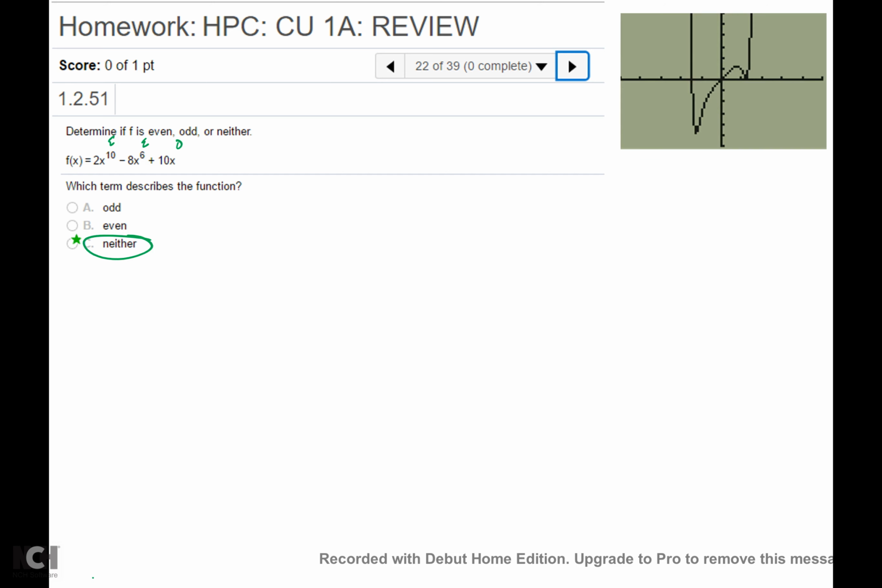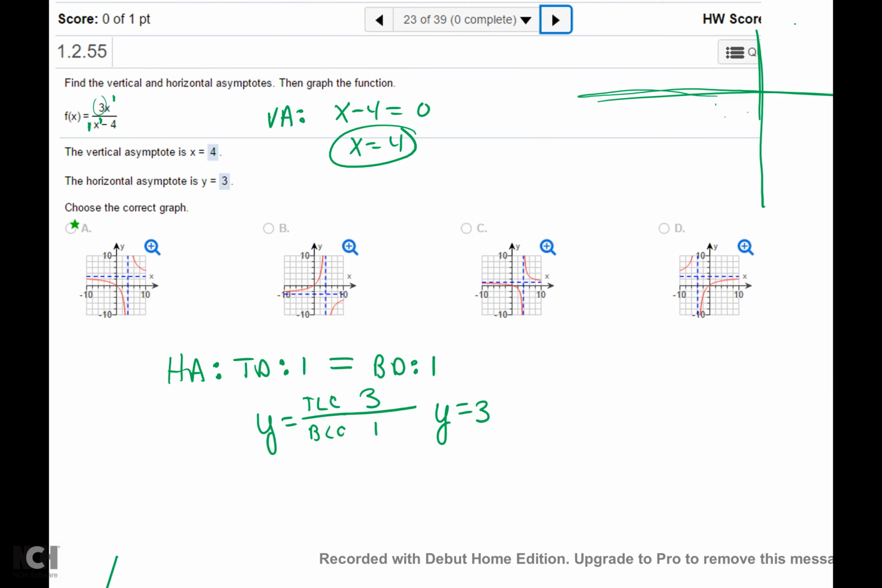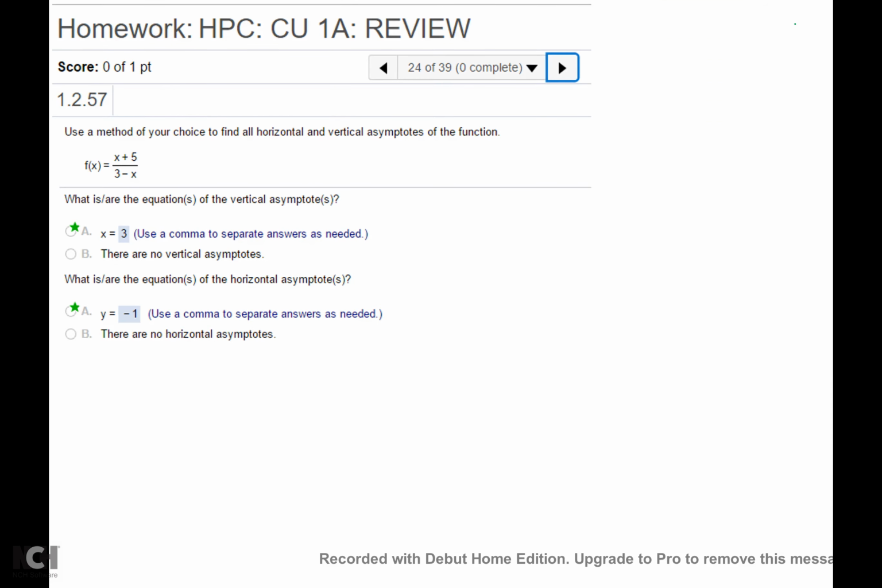Yeah, and if you look at the picture of it, the y-axis, there's no symmetry there. This side doesn't look like this side. The top doesn't look like the bottom. And the diagonal doesn't look like the diagonal. So there's no symmetry to it. All right, we did that one.